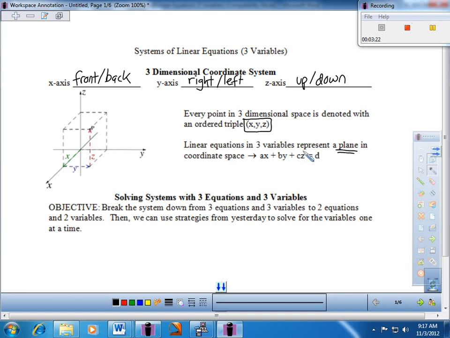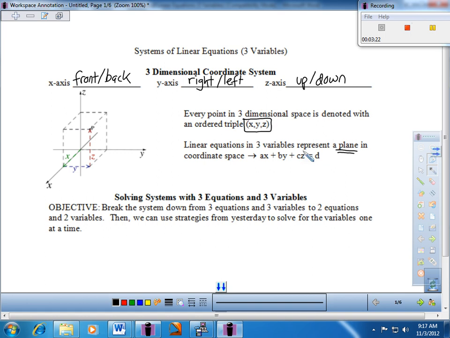So we're going to go through the same methods that we've gone through before, substitution and elimination. Obviously, it just gets a little harder now, and we have to be a little more careful with our arithmetic. So let's see what it says on your paper there. The objective, and we talked about this on the last notes worksheet, you want to break the system down. So I would argue you want to break the system down from 3 equations in 3 variables down to 2 equations in 2 variables.